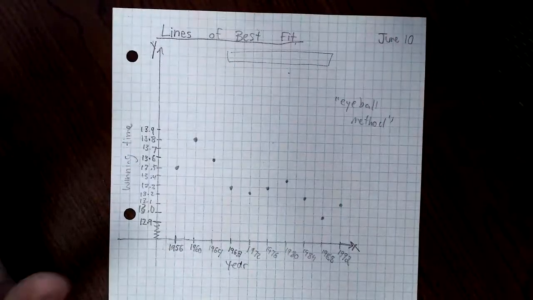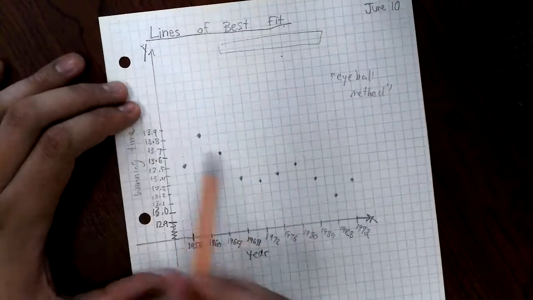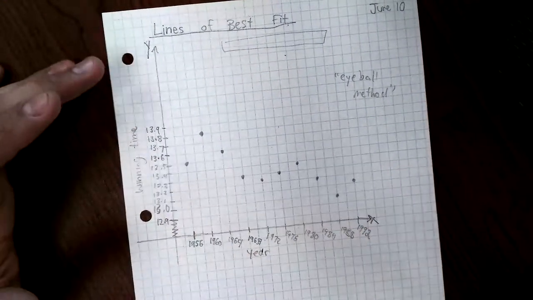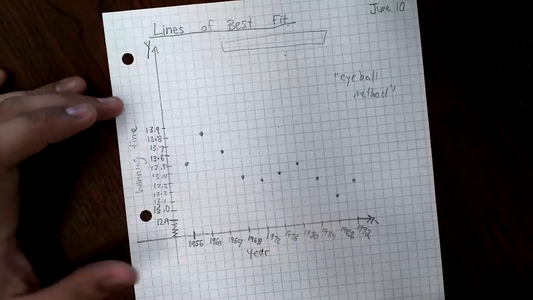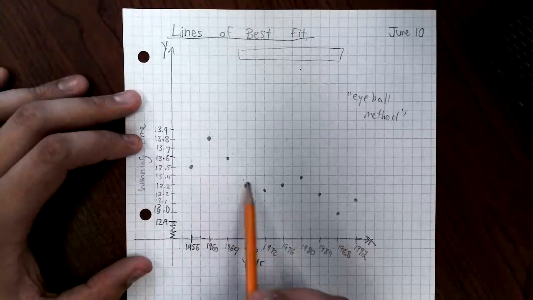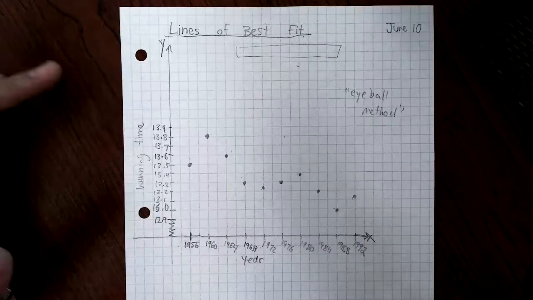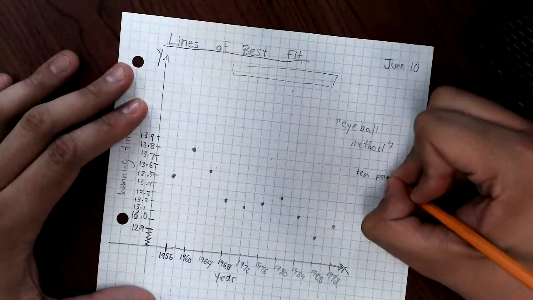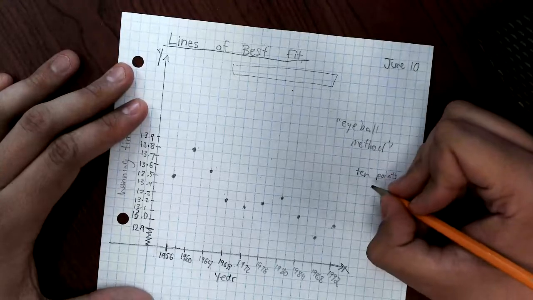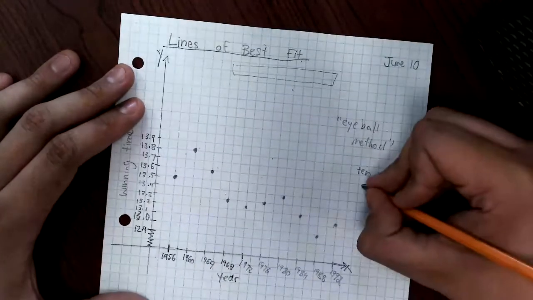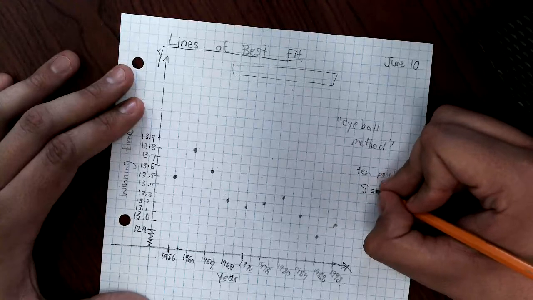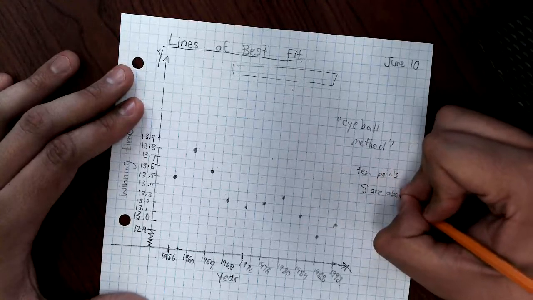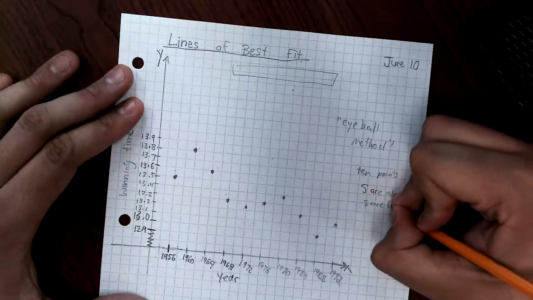So all we do for the eyeball method, we can't just totally wing it. I can't just start drawing a line, but we have to be a little bit strategic. How many points do we have? So let's add them up. 1, 2, 3, 4, 5, 6, 7, 8, 9, 10 points. 10 points. And essentially, we want to draw a line where five points are above and 5 are below.